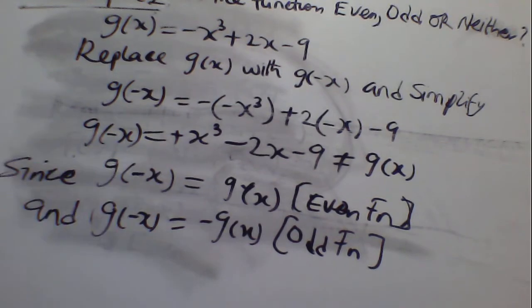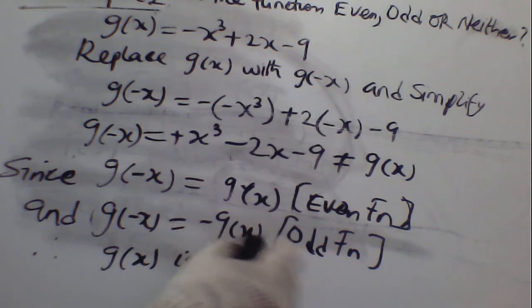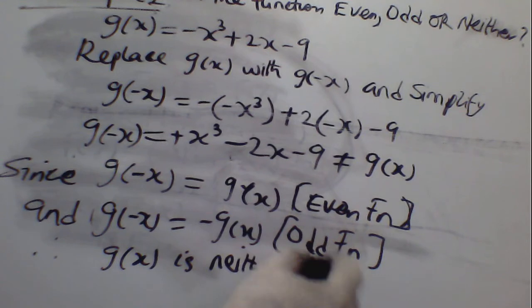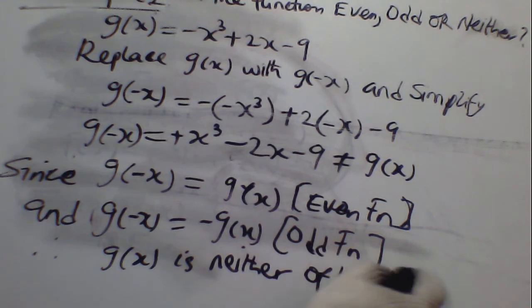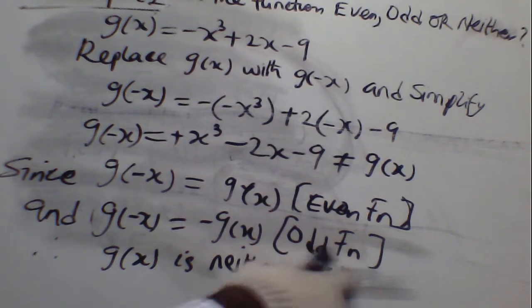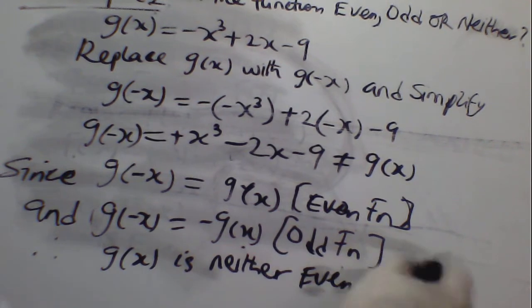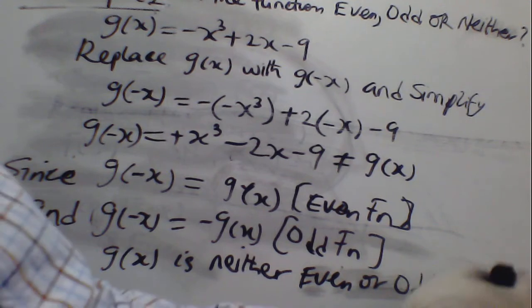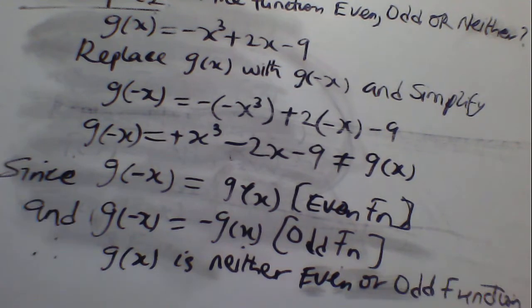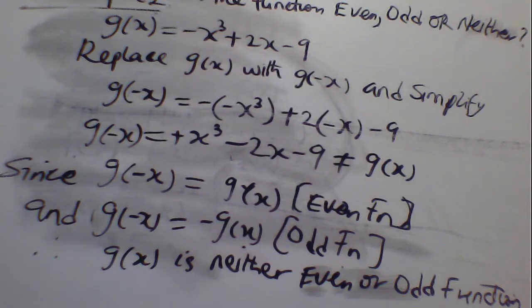Since g of minus x is not equal to g of x (even), and g of minus x is not equal to negative g of x (odd), therefore g of x is neither of the two. It's neither. Therefore g of x is neither even nor odd. I hope you are seeing it.